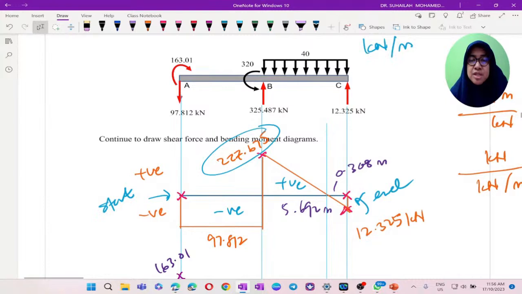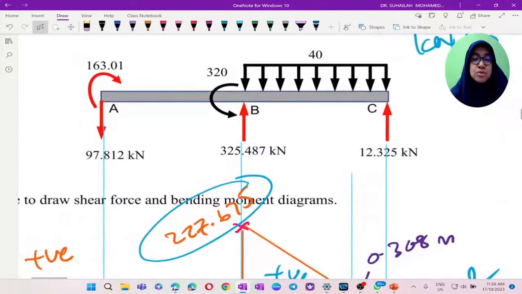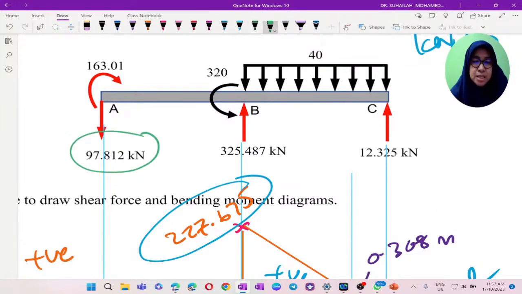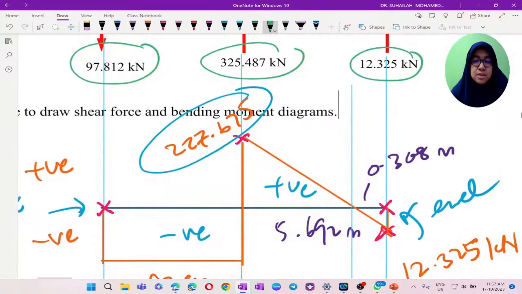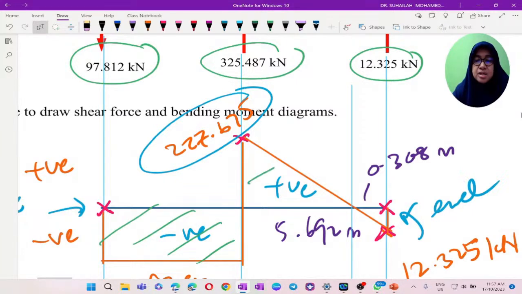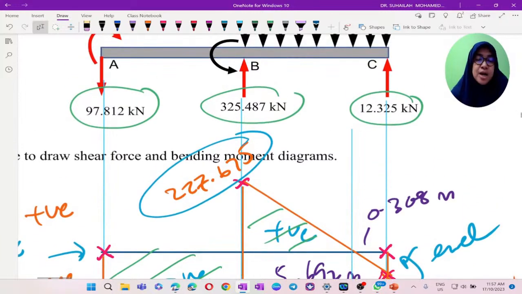Remember, when we draw the shear force diagram, we just need to focus on the shear value, meaning all the vertical forces in the diagram. The vertical forces here are 97.325, 40 times the length, and 12.325. So all these are the vertical forces. This is the shear force diagram. We start with zero.